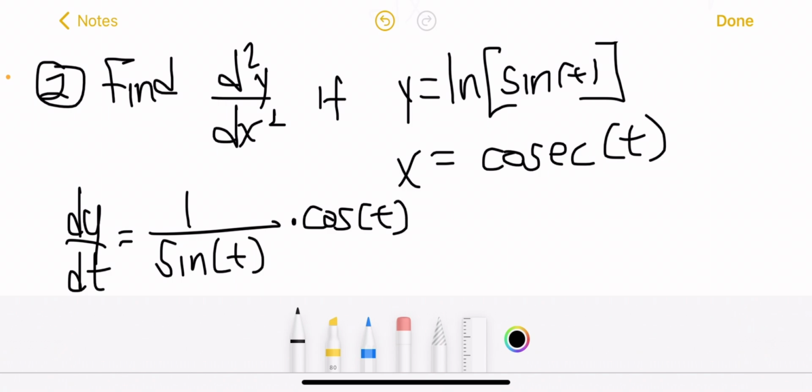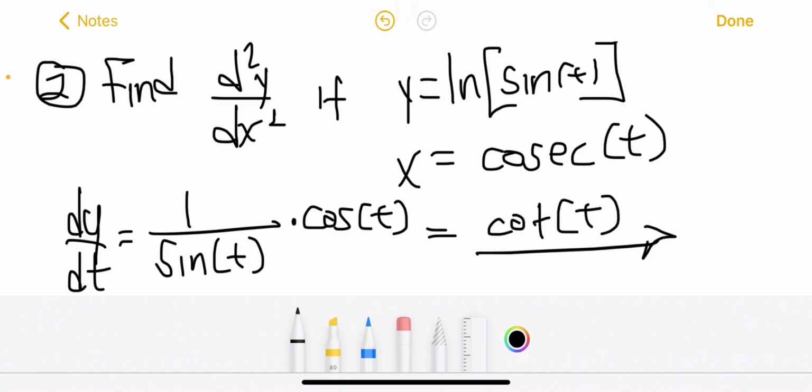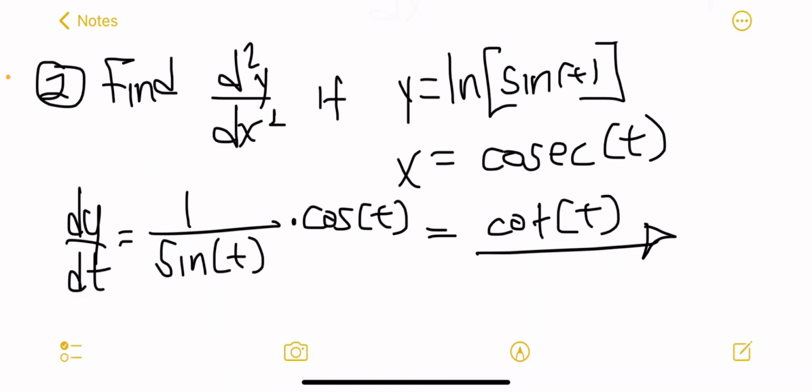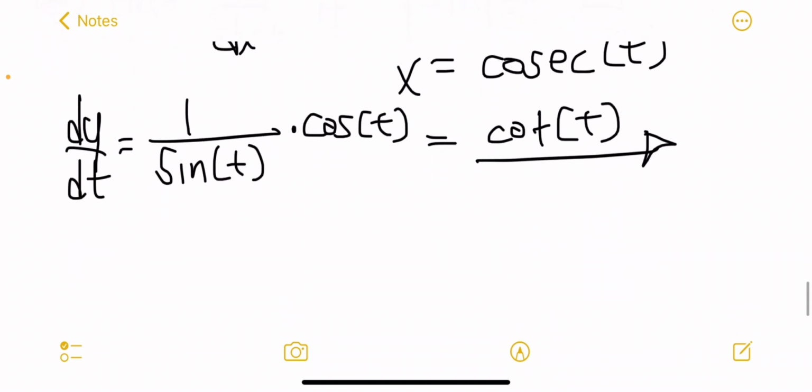Okay, and then now we just have to simplify. So this is equal to cos of t over sine of t. It's equal to cot of t. So meaning with our dy over dt, it's equal to cot of t. Okay, and then now we'll go to x.